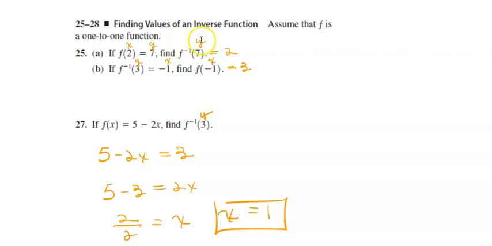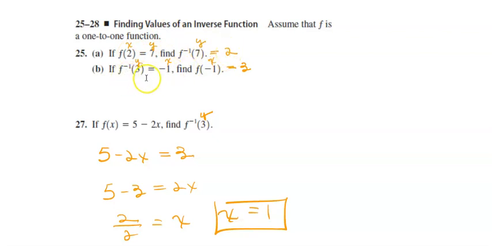Okay, so they're asking you if you evaluate this function at 7, the answer will be 2. Okay, think about that. This is an x. This is the y of the original function. This is the y of the original function. This is the x of the original function. That's why this 2 can go right here.